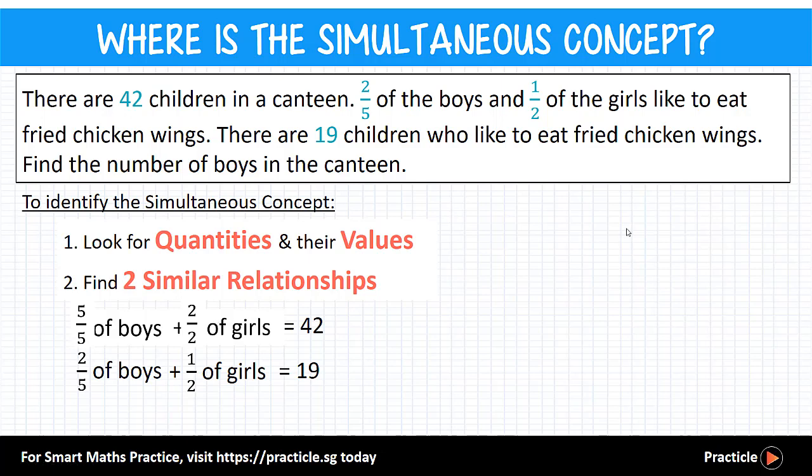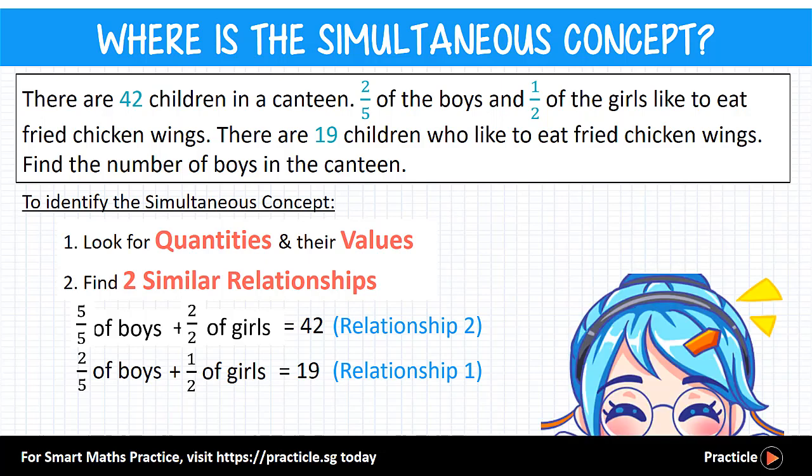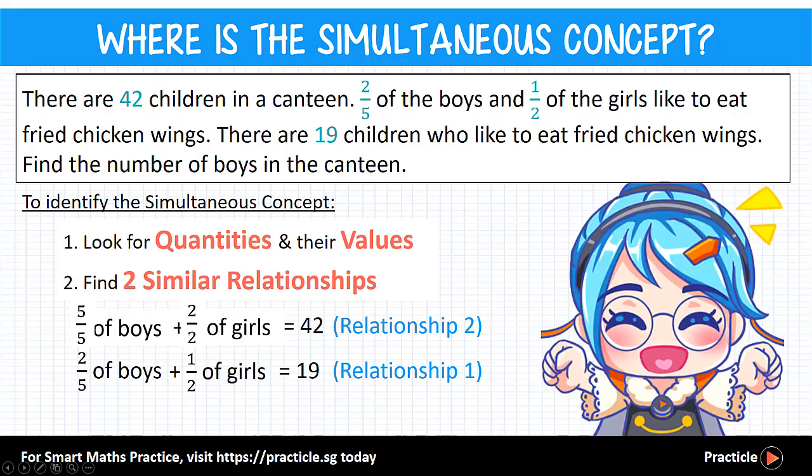So when we say the total number of children is 42, it's the same as saying 5 over 5 of the boys plus 2 over 2 of the girls equals 42. Okay? So comparing this sentence and this sentence, can you see that they follow the same pattern? A certain fraction of boys plus a certain fraction of the girls would give us a known number for the children. Now that we have the two relationships, we have identified that this is a question that uses the simultaneous concept. Yay! And in the next part of the video, let's learn how to solve it.